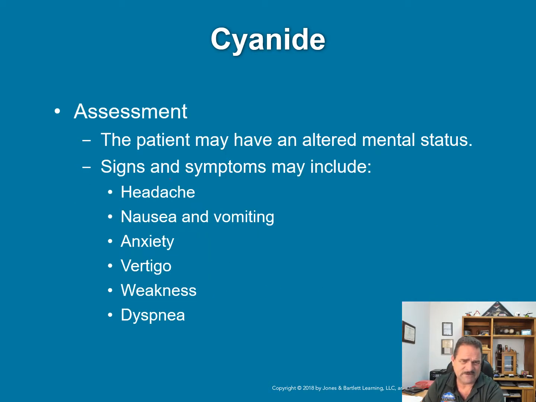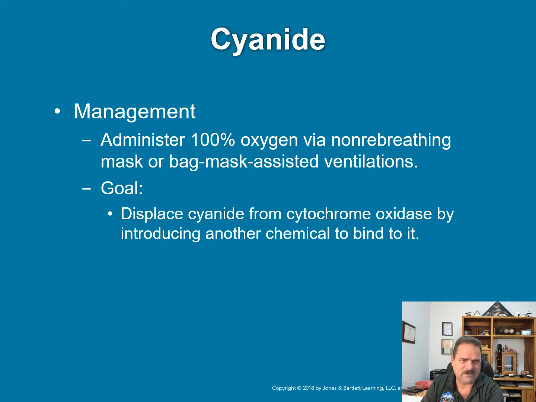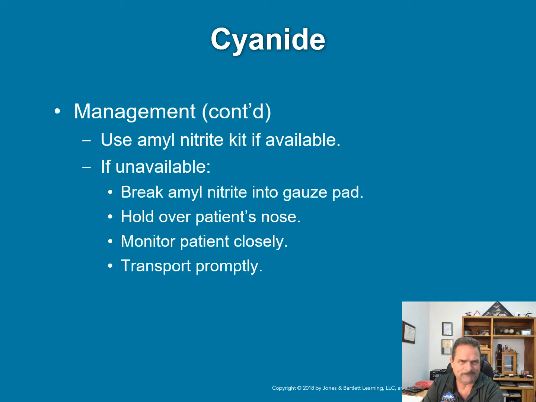This is your assessment. These are some of the things that you may find. They're very, very common to other types of inhaled poisons. Several different inhaled poisons mimic the same. Management: 100% oxygen, and the goal is to displace cyanide from the cytochrome by introducing another chemical to bind it. But you will definitely begin with high oxygen flow, that will help right off in the immediate. Amyl nitrate kit is the primary treatment if available.